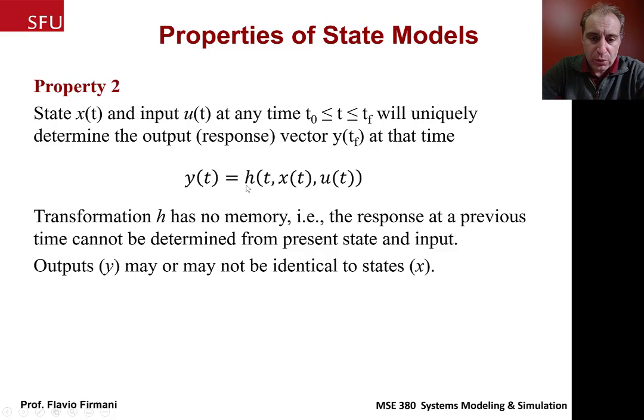And again, rather than using the matrices C times X plus D times U, if we had nonlinear terms, then you have to express that in a different way. And this is the generic way of representing that. We're going to have this function H that allows us to map the state vector and the inputs into the outputs. And the transformation H has no memory, so it depends completely on the value of the state and the value of our input vectors.